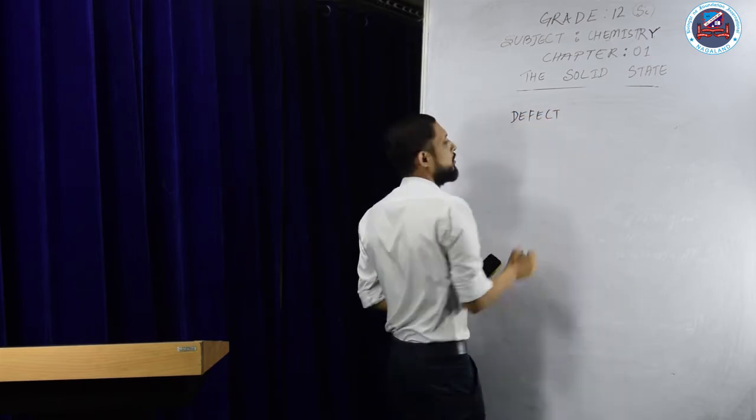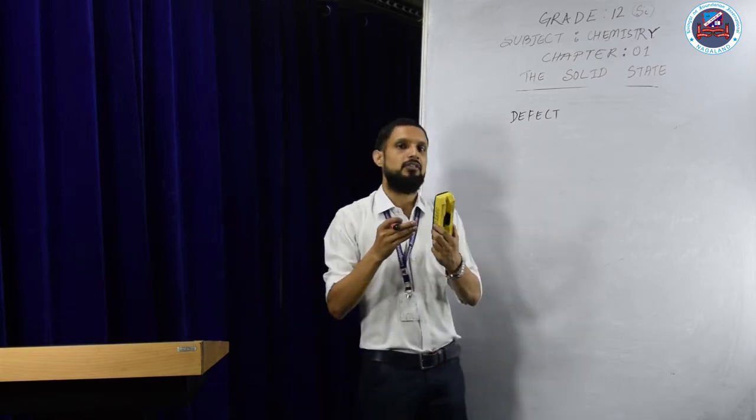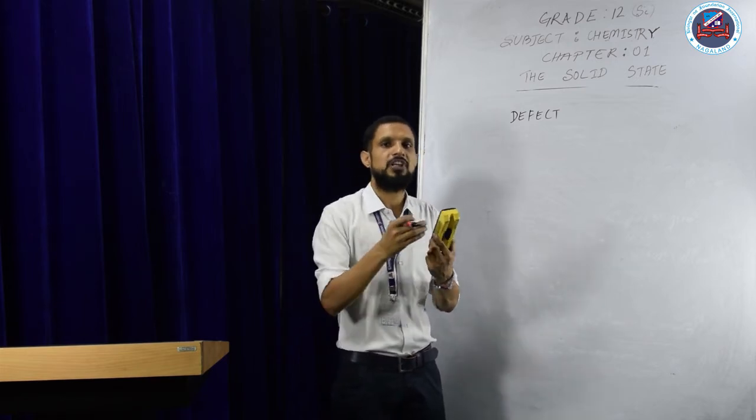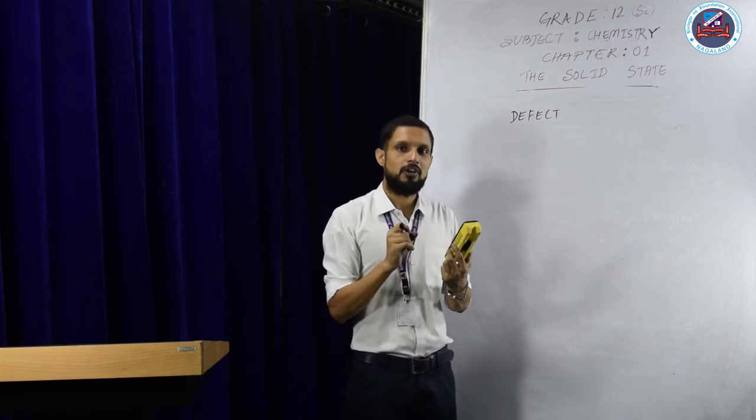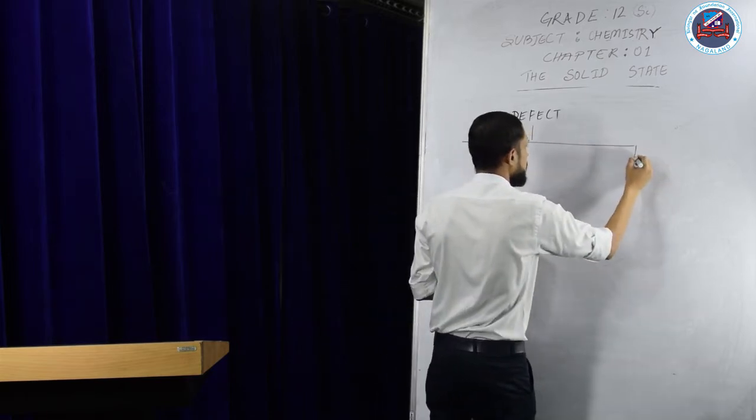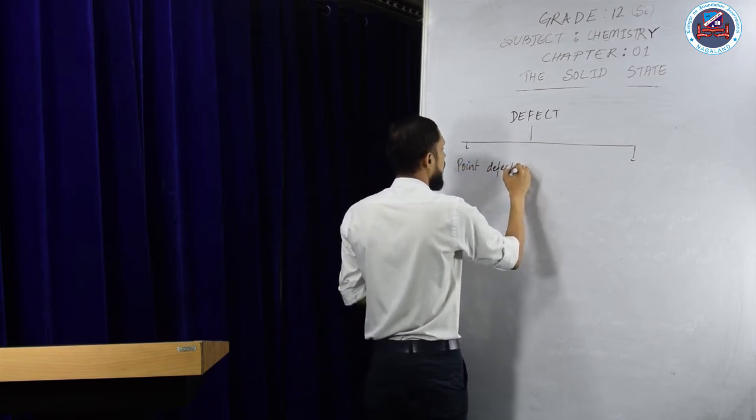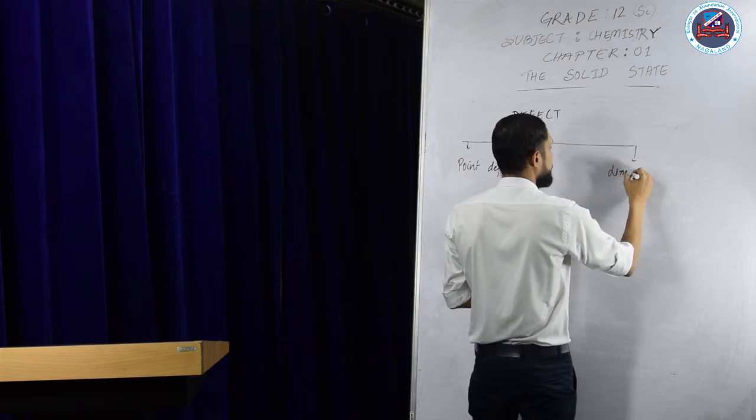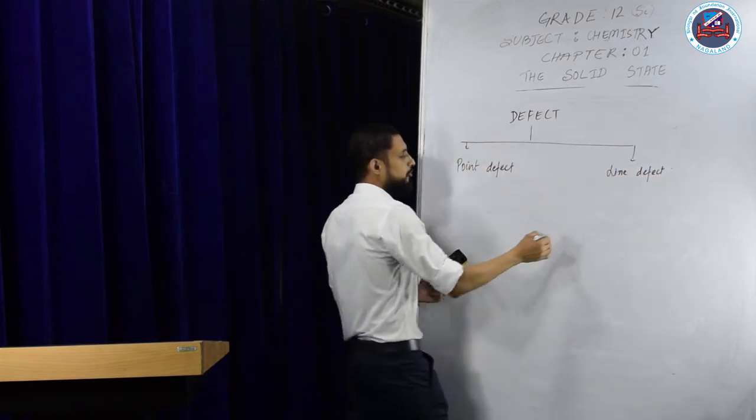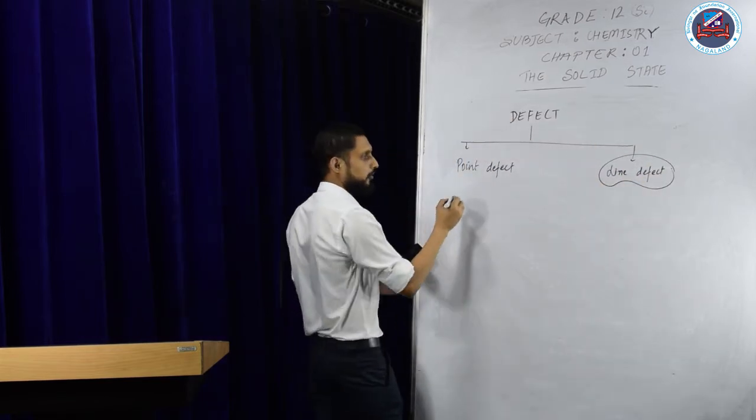Now what is a defect? A defect is something which is not perfect. Say in a crystal, we arrange atoms. If the arrangement of the atoms is not perfect, that means something is missing or something is added extra, that is a defect. There are two types of defect, that is point defect and line defect. Line defect is not in the syllabus, so we'll study only point defect.